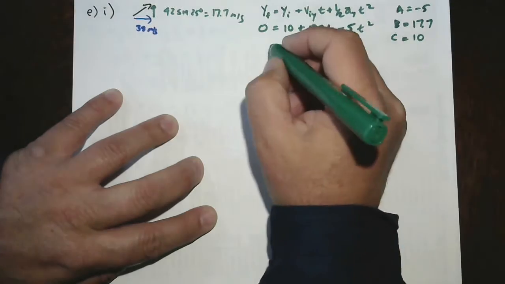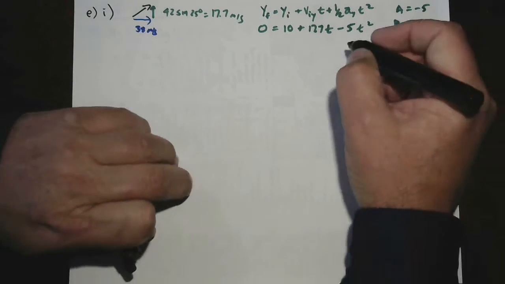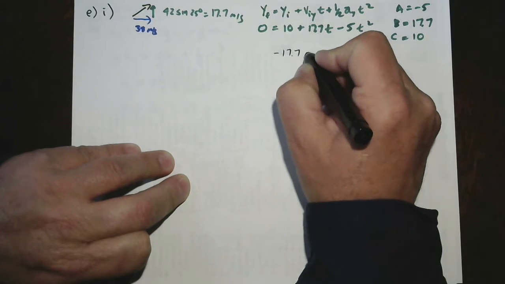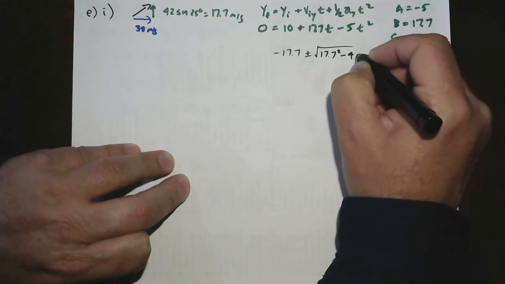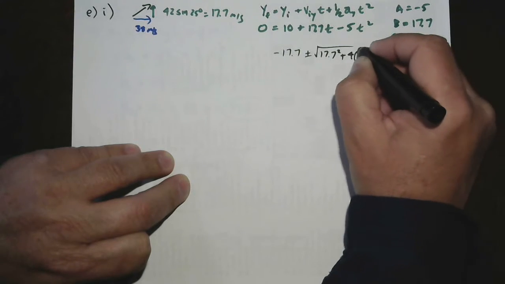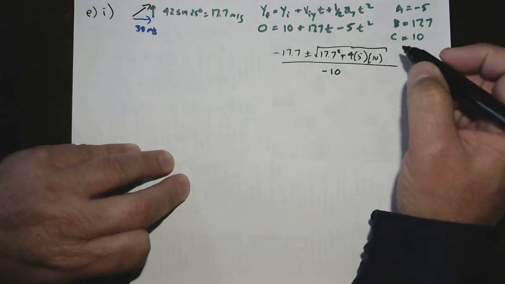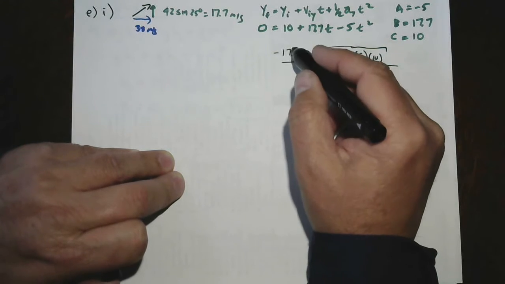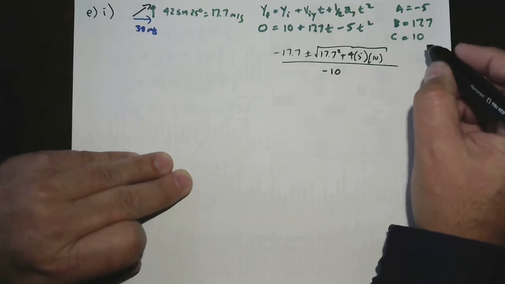So we can put that into the quadratic equation. So it's minus b, so minus 17.7, plus or minus the square root of 17.7 squared, minus 4 times a, which is 5, but that's a minus 5, so that becomes a plus, times c, which is 10. And then it's all over 2 times a, or minus 10. Okay, that's important that this is minus on the bottom. We need the numerator and denominator to be both negative, because we're looking for a time, and times are going to be positive.